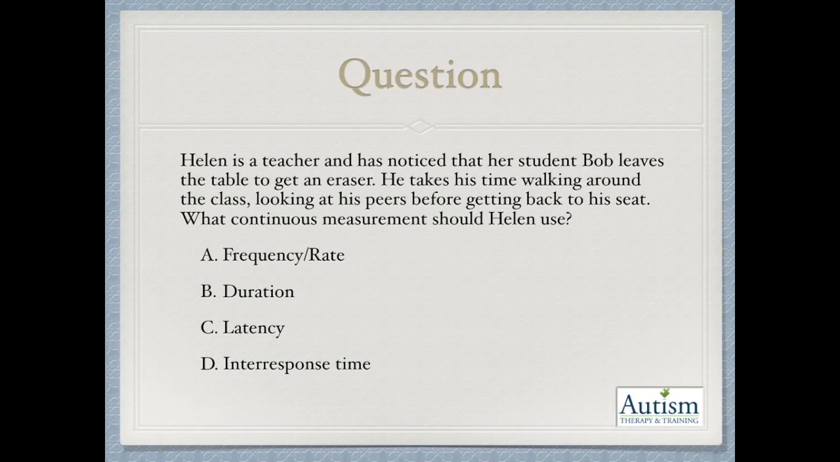Helen is a teacher and noticed that her student Bob leaves the table to get an eraser. He takes his time walking around the class, looking at his peers before getting back to his seat. What continuous measure should Helen use? Frequency or rate, duration, latency, or interresponse time? And the correct response is duration. You want to see how long Bob is staying off task.